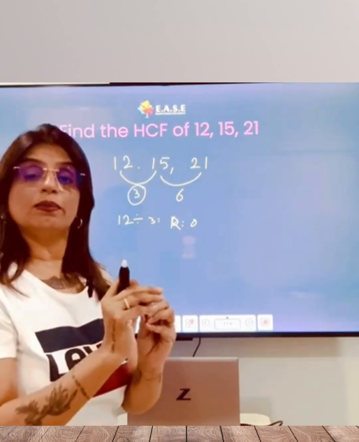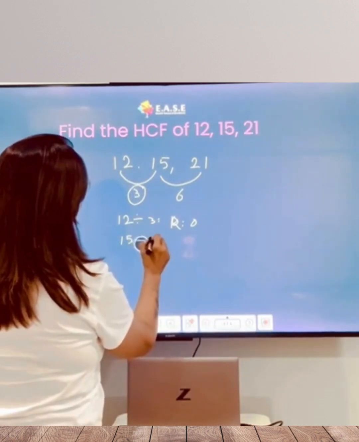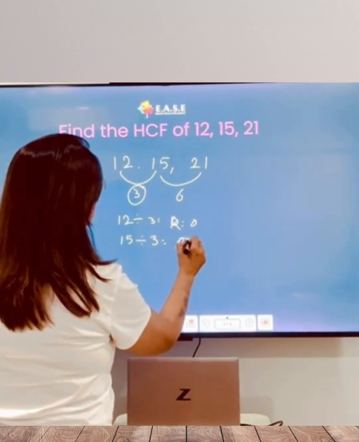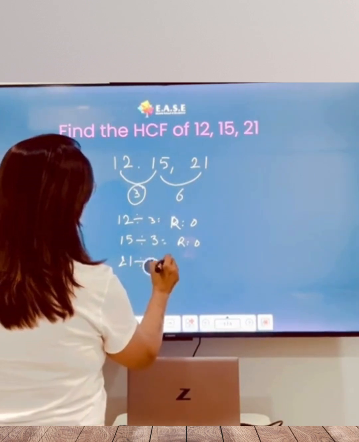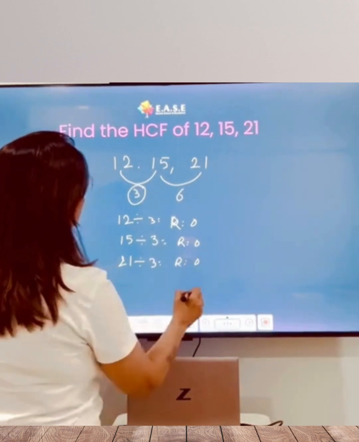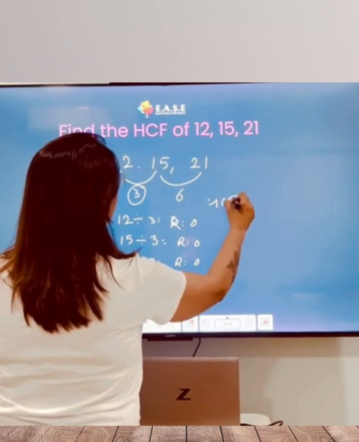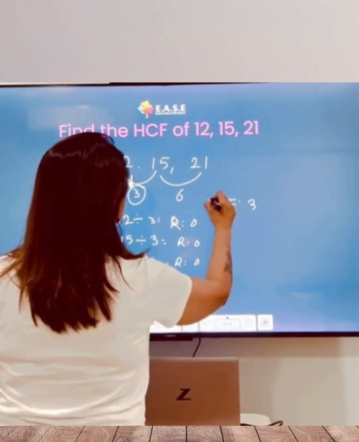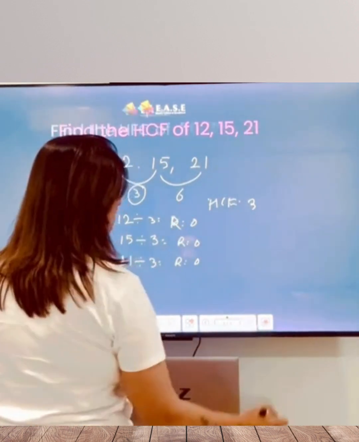Your job is only to check the remainder, because a factor is that number with which, when you divide any number, you get a remainder 0. So 15 divided by 3, the remainder is 0. And 21 divided by 3, the remainder is 0. Clearly, 3 is the HCF. I hope you guys are getting it, right? Let's go to the next example.